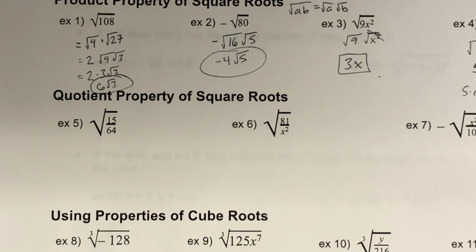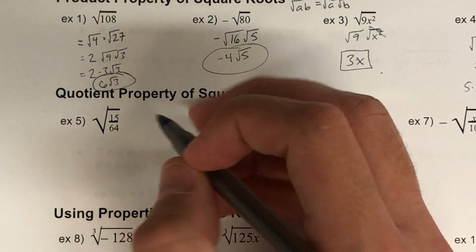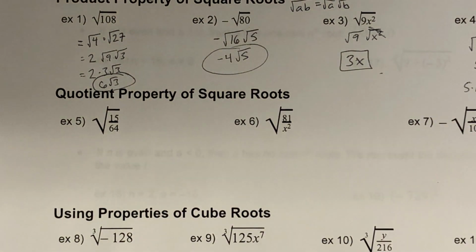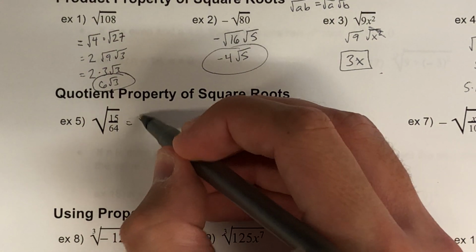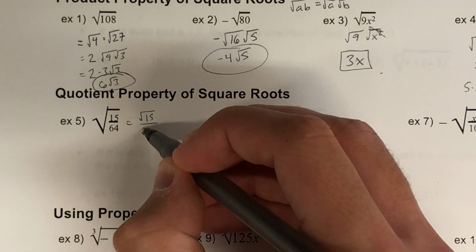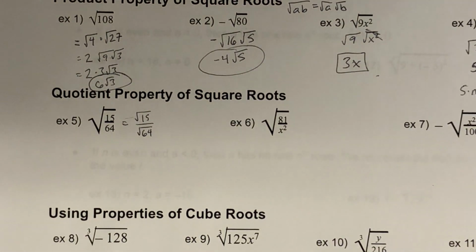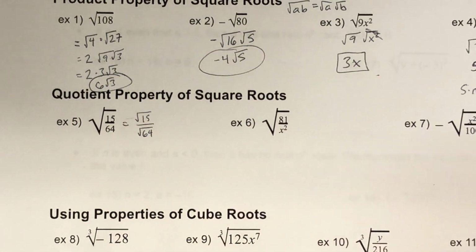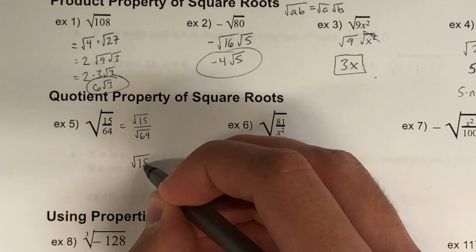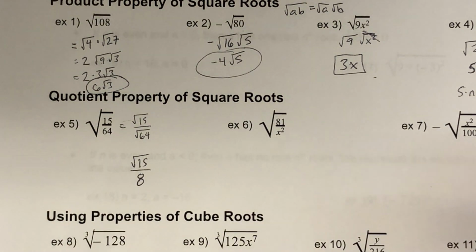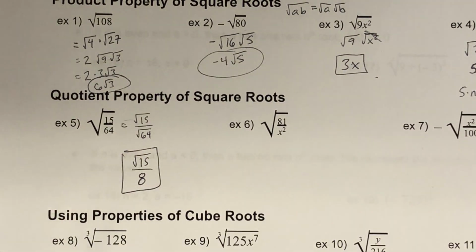The quotient property, very similar. This just says you can split up the square roots, or you can split up a fraction into 2 square roots. So essentially we can rewrite this as the square root of 15 over the square root of 64. To which we know the square root of 64 is 8, since 8 squared is 64. Root 15 does not simplify at all, so we stop there.